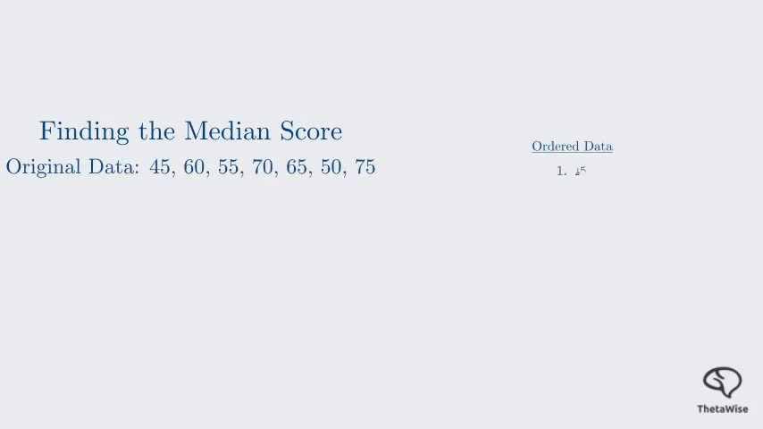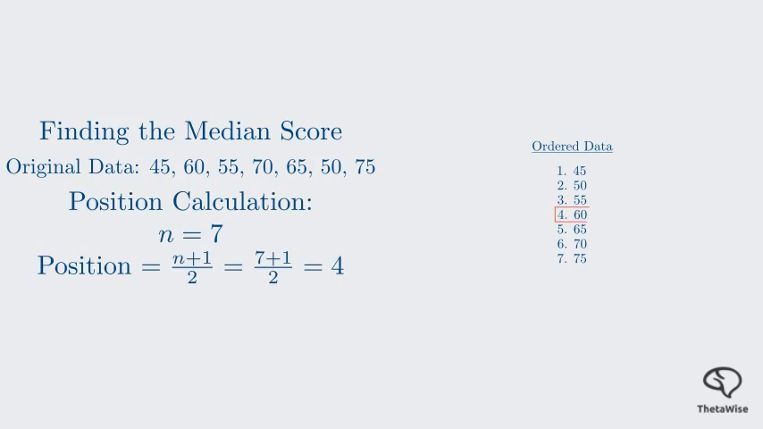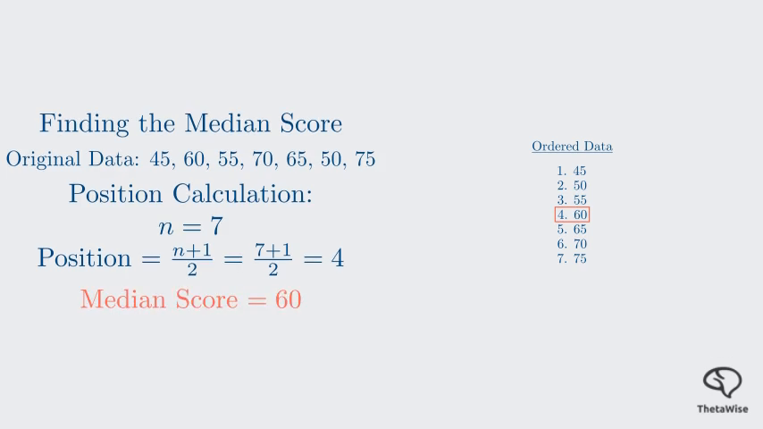Now, let's apply this to the teacher's data. To find the median, we must first rank the scores from lowest to highest. This is a crucial step. The median cannot be found from an unordered list. Here are the raw scores. Let's reorder them. We have 45, then 50, 55, 60, 65, 70, and finally 75. Since there are 7 scores, our position formula tells us the median is the 4th value in our sorted list. Counting down, 1, 2, 3, 4. The 4th value is 60. So, the median score for this class is 60. This completes our first task.